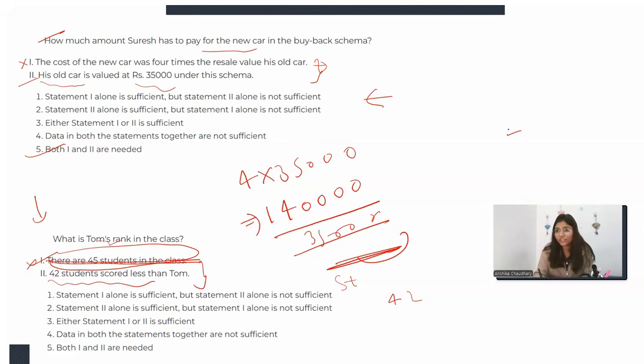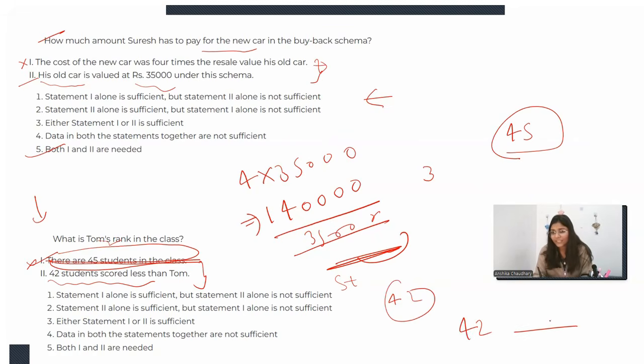So if there are a total of 45 students and 42 students scored less than Tom, then only three students have greater marks than Tom, right? So 45 is total, 42 are less than Tom. So here Tom is placed on the third rank, right? So Tom's rank is third. So we are able to find out the answer, but after combining both of the statements. So both 1 and 2 are needed. So option number 5 will become the answer for this question.